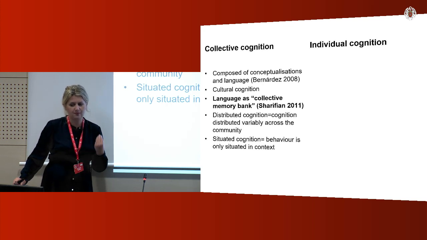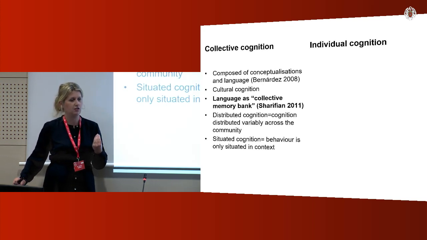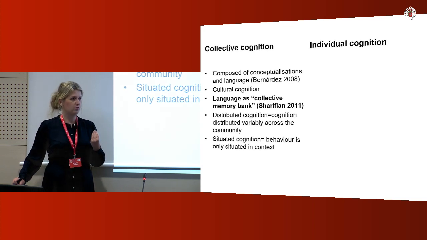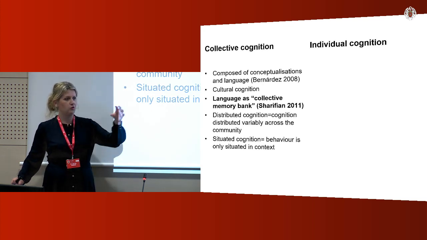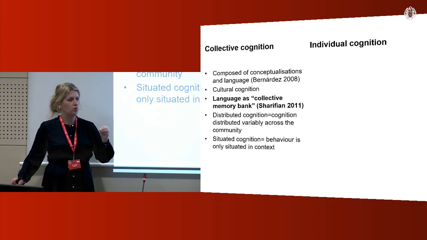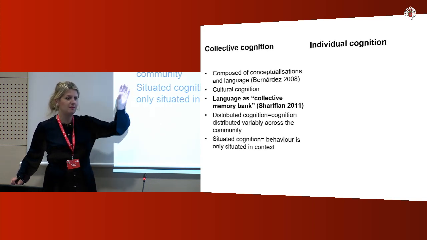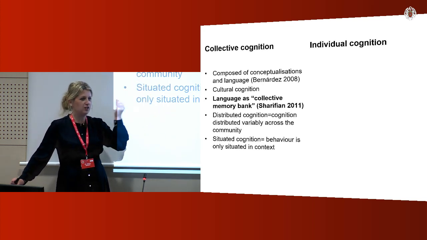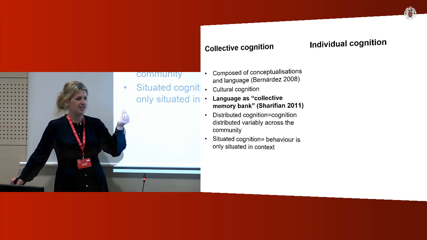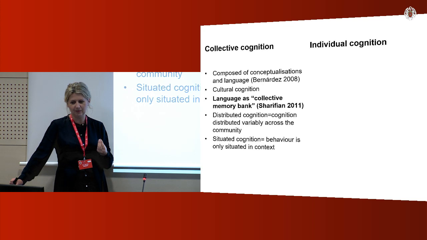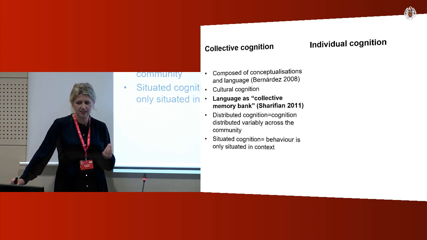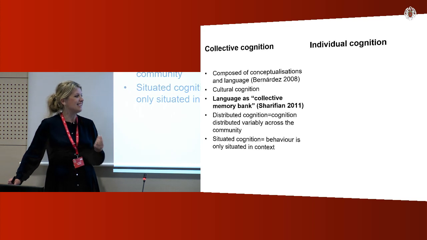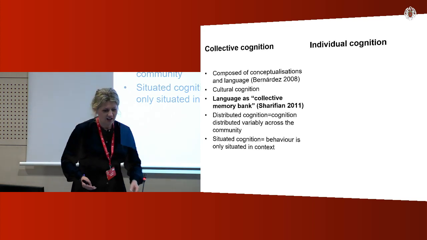So there is a collective memory bank in terms of particular events, in terms of conceptualizations. But what we also know is that this memory bank is distributed variably across the community. Although we use the same language, we also have different experiences with language, and there will be groups of people who use the language differently. Think about my example of gay, how different generations tapped into this resource, the adjective gay, and used it slightly differently. We also know that cognition is situated, so it only makes sense in context, when there is behavior going on.